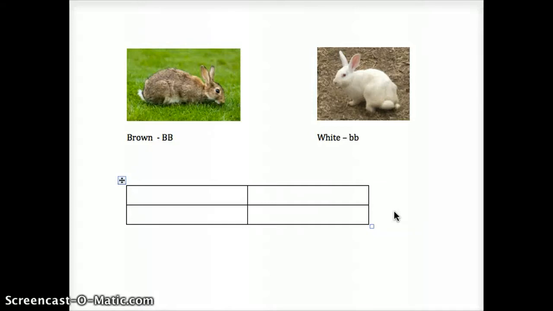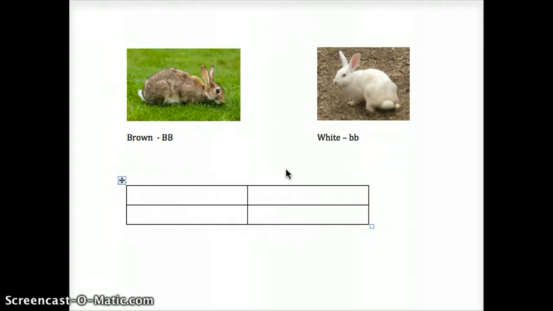Hello again. Today we are going to be discussing Punnett squares. We have been talking in genetics about dominant traits and recessive traits. Dominant traits are the traits that are always going to be expressed. Recessive traits are expressed only when both alleles are recessive. If one allele is dominant, then it is actually going to mask that recessive trait.